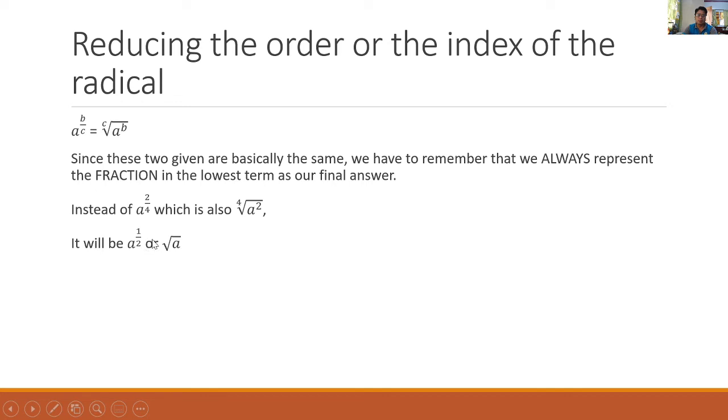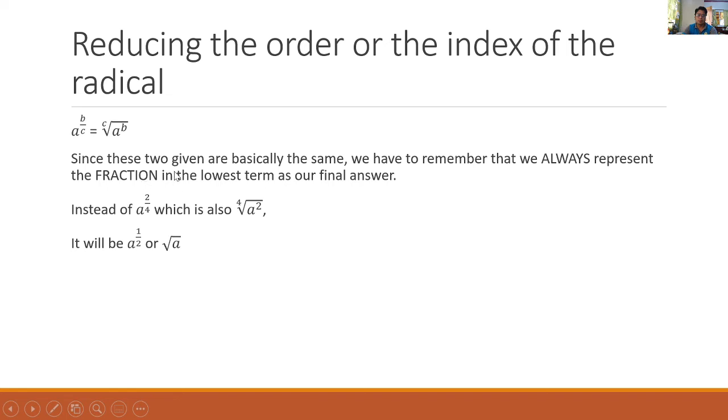Or, sa radical, square root of a. Yung 2 ay nandito, hindi na natin isinusulat. Yung 1 ay exponent ito. If you notice, lumiit na po yung radical natin. We are reducing the order or the index of the radical.